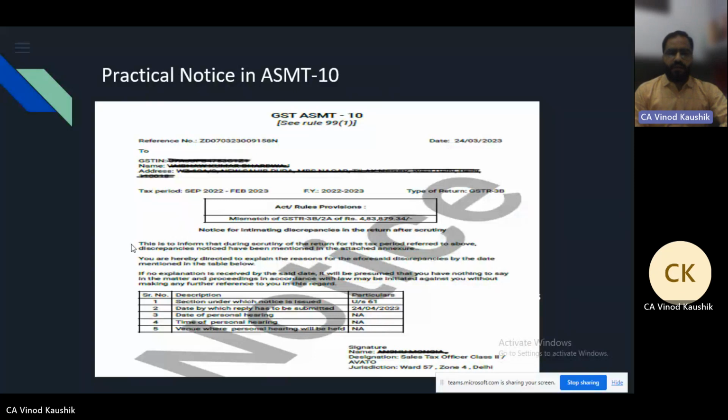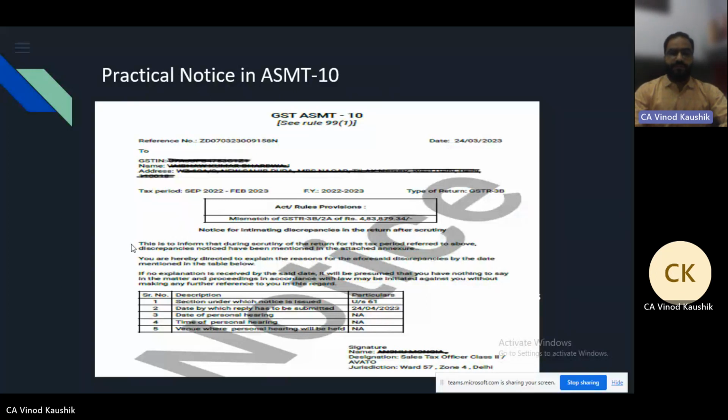So therefore, we gave a justification, an explanation for this difference to the officer, that this difference is arising due to non-synchronization of systems of GSTN and IceGate, and therefore this ASMT 10 needs to be dropped and ASMT 12 ought to be issued. Surprisingly, though my reply is on merits, still ASMT 12 is not issued, for reasons best known to my officers.